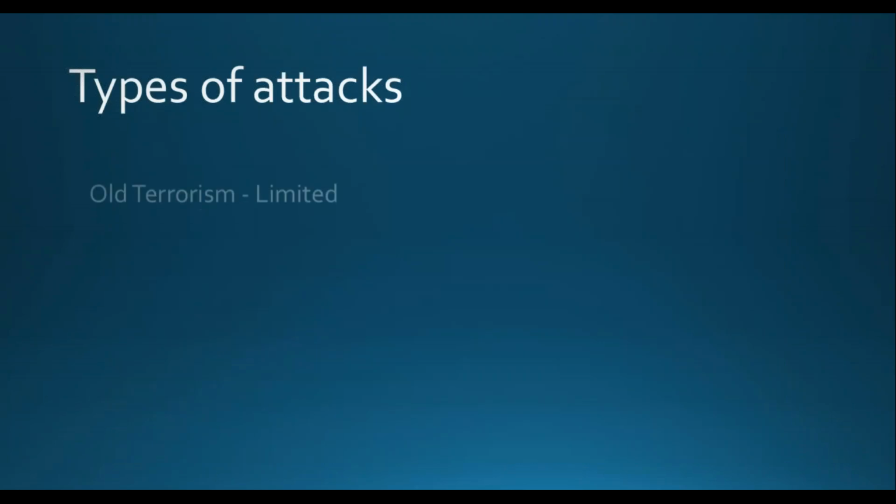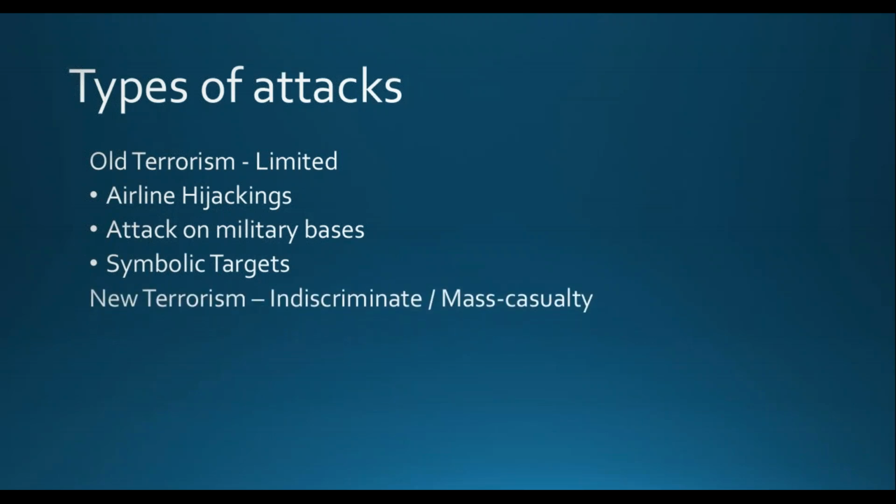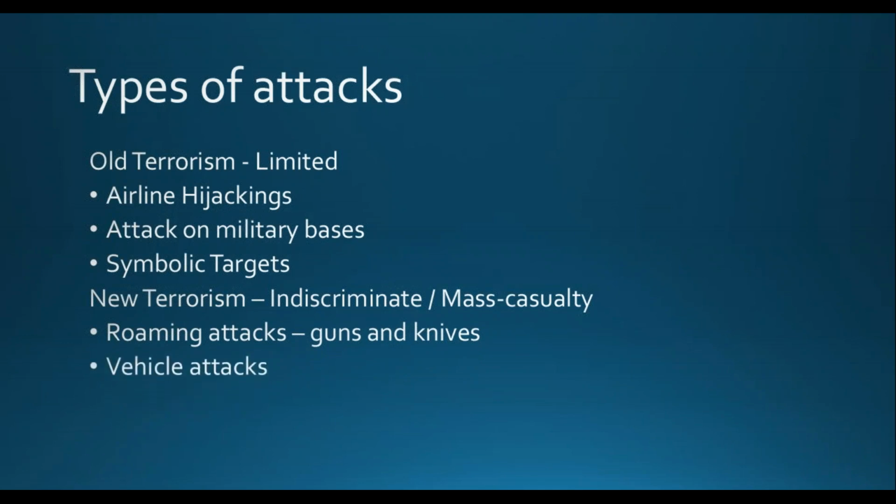And again, a change in the types of attacks. The old terrorism was more limited: airline hijackings, attacks on military bases, symbolic targets tended to be the focus of the old terrorists. Today's new terrorists, it's claimed, are much more indiscriminate or mass casualty. One of the big threats that really concerns security professionals is this idea of roaming attacks with guns and knives, or vehicle attacks, where we've seen incidents, especially in Europe in the last two or three years. Suicide bombings, which were also the purview of the old terrorists as well. But again, this claim that terrorists today, if they could, would use chemical, biological, radiological, or nuclear weapons to further their goals. So we've got a transformation here in terms of the types of terrorist attacks that are used.